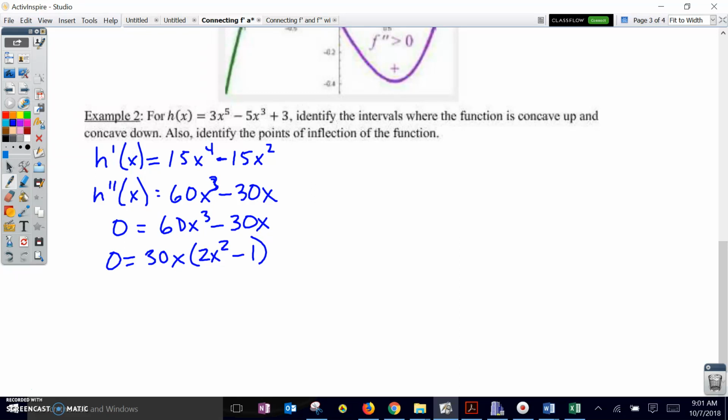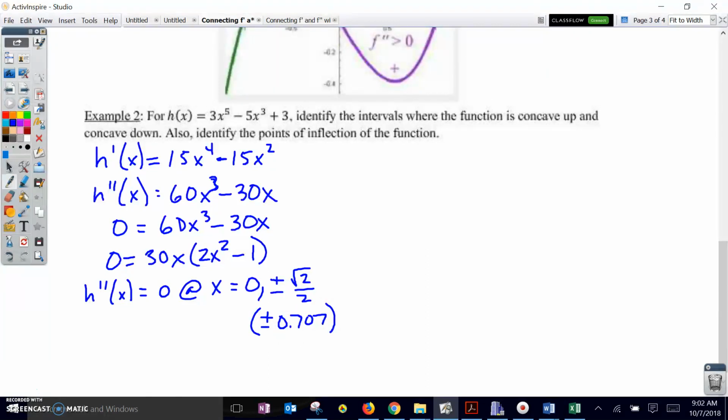And so h double prime equals 0 at x equals 0. And then we need x squared to be equal to 1/2. So it's plus or minus 1 over the square root of 2. So this is plus or minus root 2 over 2, which, if you don't know that off the top of your head, that's approximately 0.707.